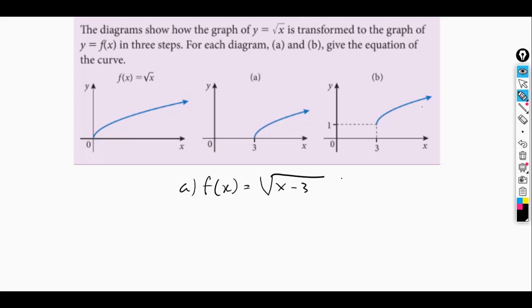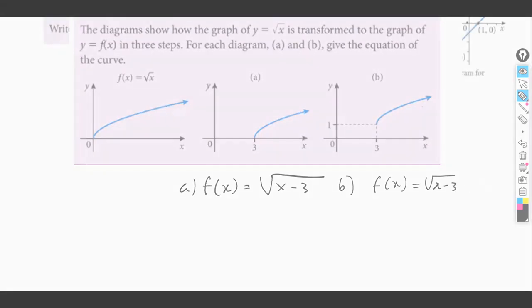For B, we have that the curve also shifts up one place. So notice that this now becomes f of x is equal to square root of x minus 3, but we have to add that shift up, which would be positive, and in 1 unit.